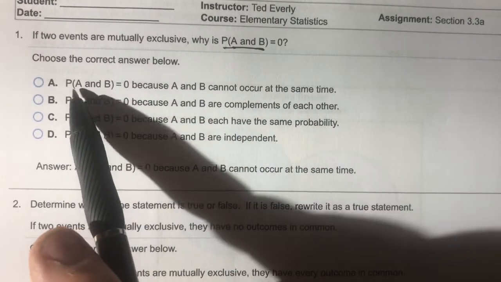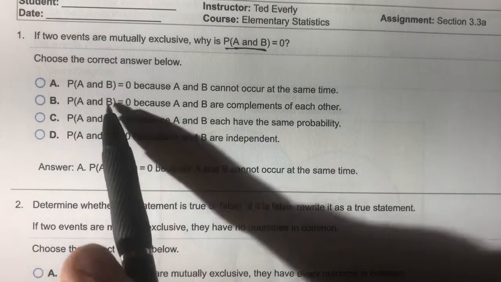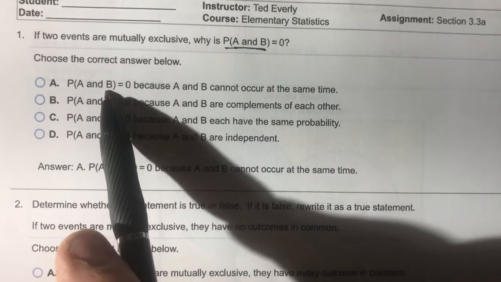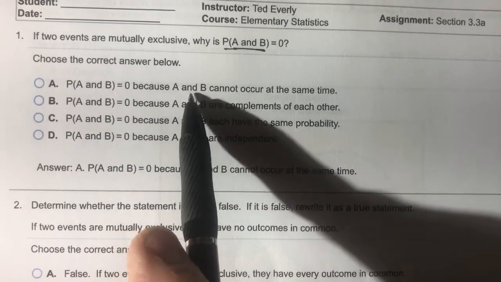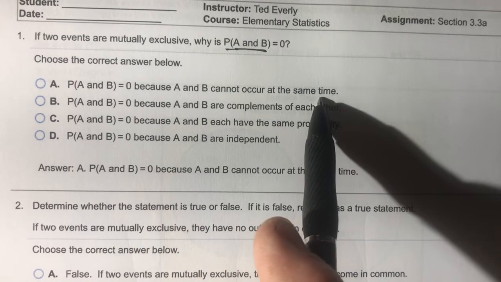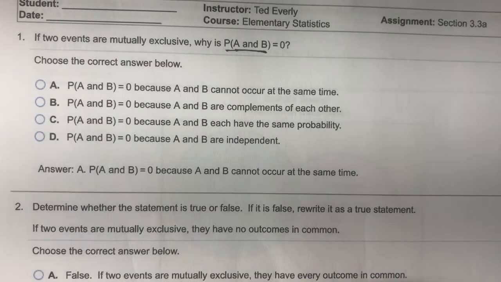Here you go, right here. I think it's A. Here's the answer down here, yeah. The answer is A. The probability of A and B equals 0 because A and B cannot occur at the same time because they're mutually exclusive.